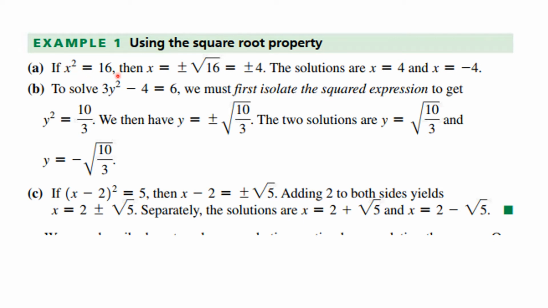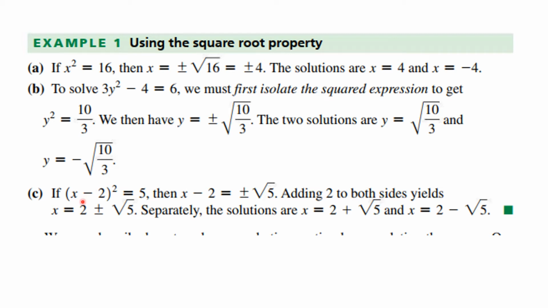If we have x squared equals 16, that means x is equal to plus or minus the square root of 16, which is plus or minus 4. So these are the two answers. If we have 3y squared minus 4 equals 6, we put this into the form of the square root property. That is, we add 4 to both sides, and then we divide by 3. That means we have y squared is equal to 10 over 3. So something squared is equal to a number. So y is equal to plus or minus the square root of 10 over 3. So there are two solutions, this one and this one.